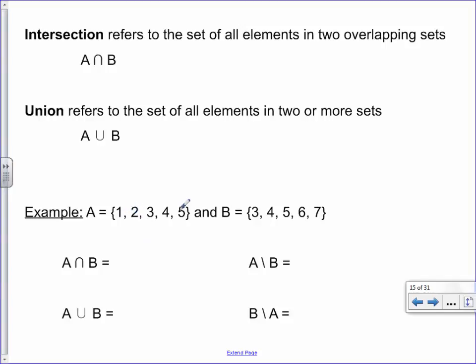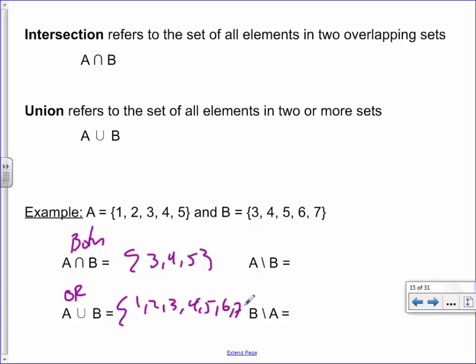If A is 1 through 5 and B is 3 through 7, what's A and B? Which numbers are in both? 3, 4, and 5 are in both. What does A or B look like then? 1, 2, 3, 4, 5, 6, 7. Now, 3, 4, and 5 get counted twice. Do you write them twice though? No. Don't write them twice. It just means they count for both. That's all.